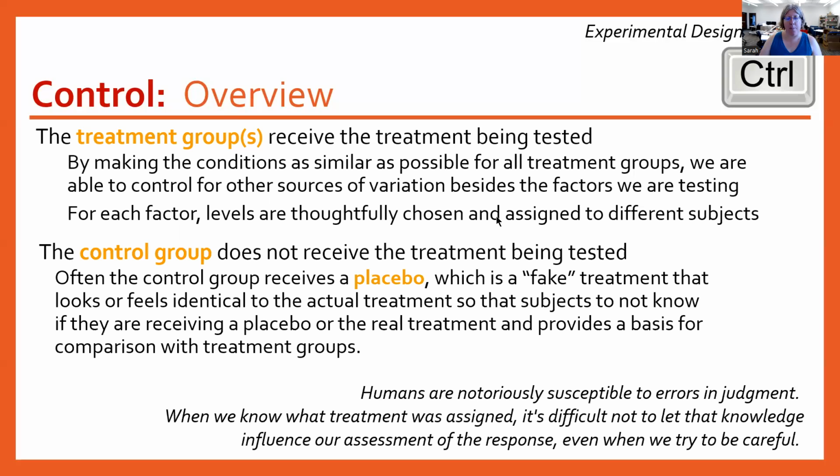The other type is the control group. The control group does not receive the treatment that's being tested. Often what they get instead is a placebo, which is a fake treatment that feels or looks identical to the actual treatment. We do that so that subjects don't know whether they're getting the placebo or the actual treatment, and it allows us to compare these groups.